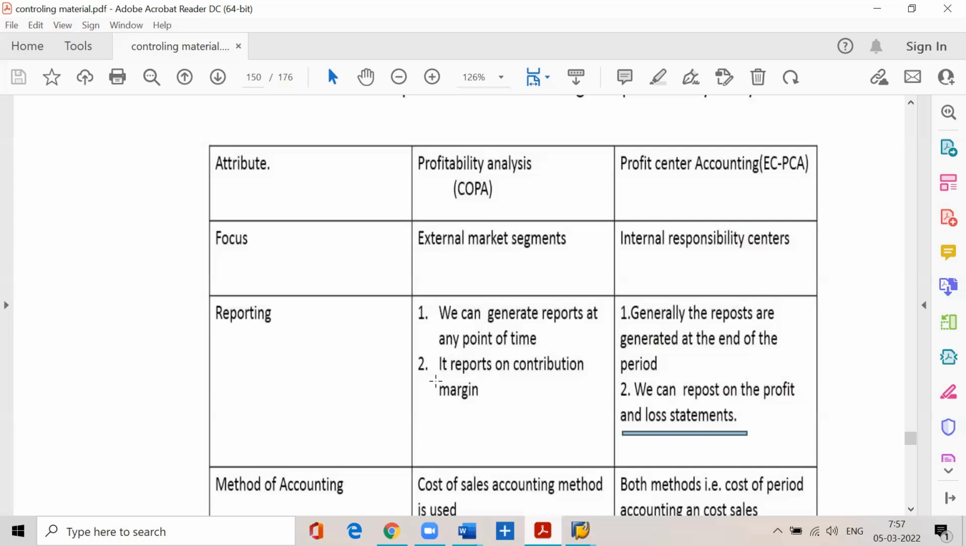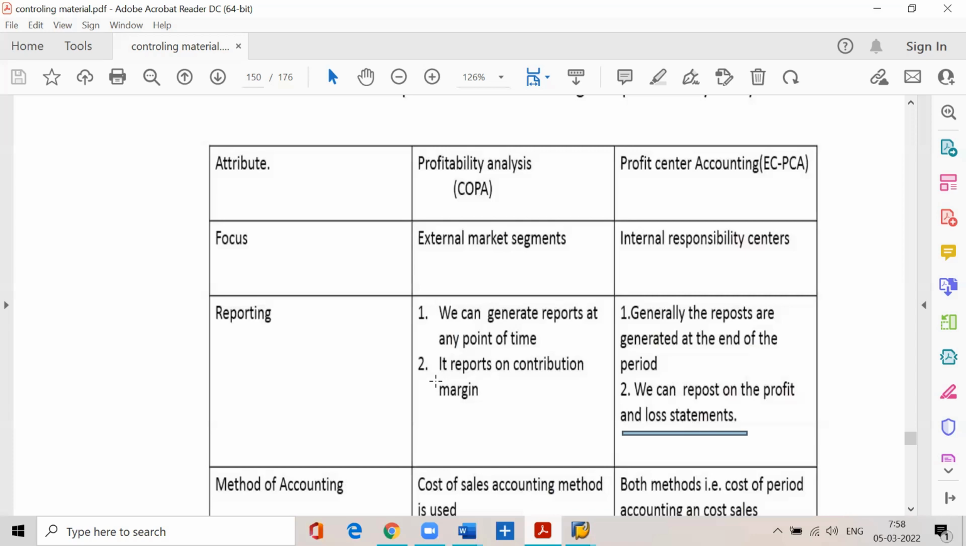So, the contribution margin is always sales revenue minus variable cost. So, the profitability analysis always reports on contribution margin. Contribution margin means fixed cost plus profit. Sorry, fixed cost plus profit is your contribution margin. Contribution margin minus fixed cost is your profit. So this type of analysis is done in COPA.